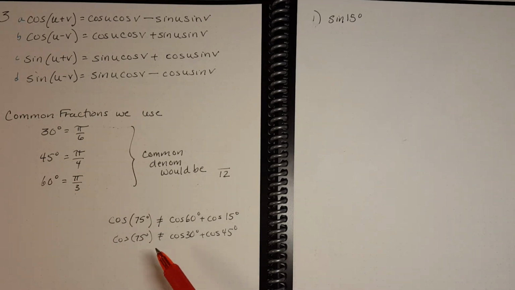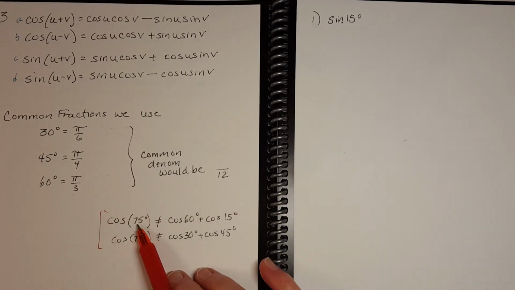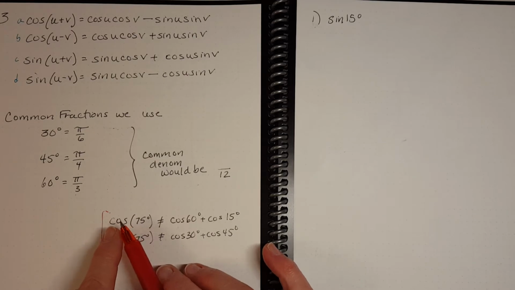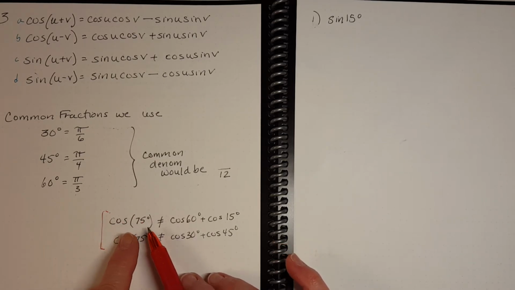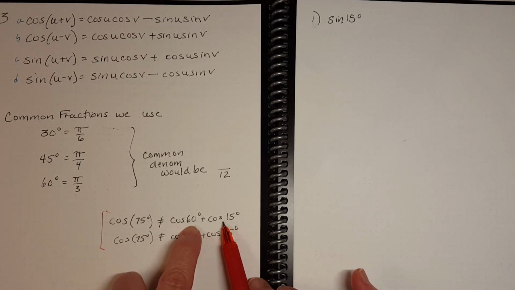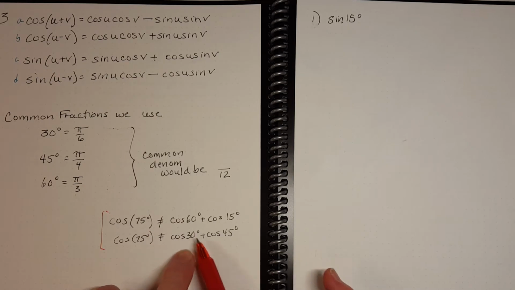So for example, if I wanted to find the cosine of 75 degrees, this is an example of what we're doing. Well, remember, I can't take things out of the parentheses and do some arithmetic or algebra. Whatever's inside the parentheses has to stay inside the parentheses, unless I have an identity. So cosine of 75 is not the same as cosine of 60 plus cosine of 15. Cosine of 75 is not the same as cosine of 30 plus cosine of 45, right?